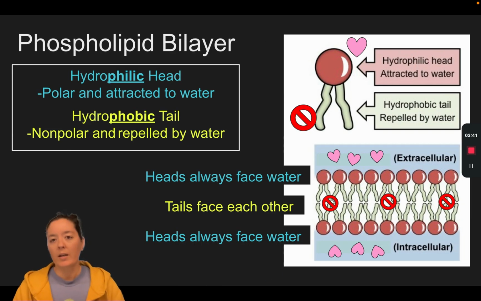Well, this is just another way to show us the same thing. We have those hydrophilic heads. They're very attracted to water, so they're going to be on that watery side, whether that's the inside or the outside of the cell. And the phobic tails are going to be pointing towards each other because they're lipids. They absolutely hate water, so they're going to be near each other, away from the water.